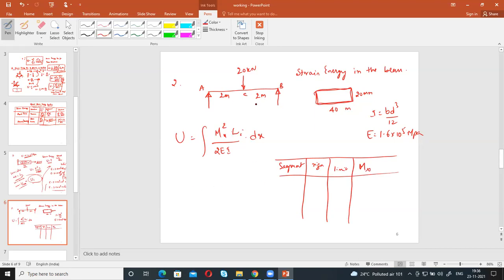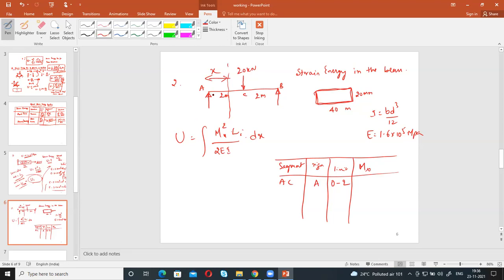So what is the first segment? AC. What is the origin? For AC, you just take here a section. Take this as X. What is the origin? A. What is the limit? A to A, distance is 0. A to C, 2. What is Mx?